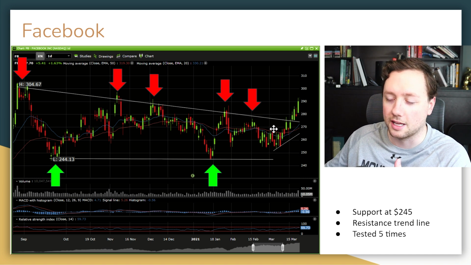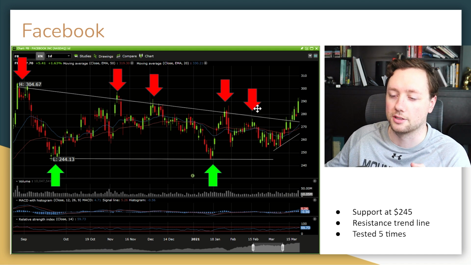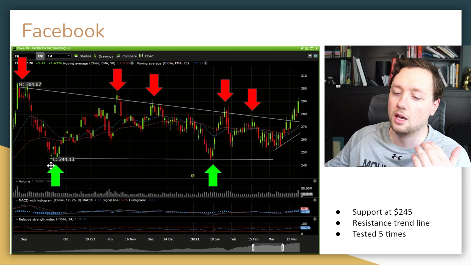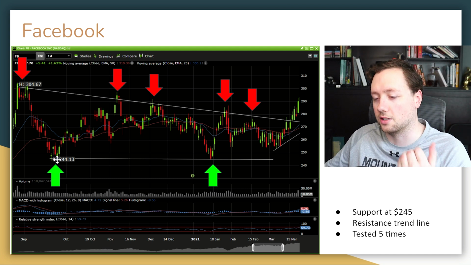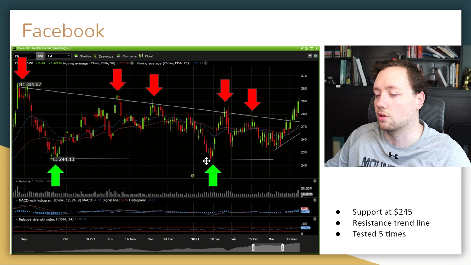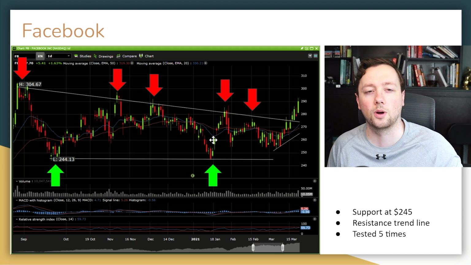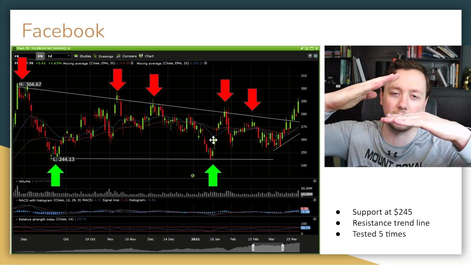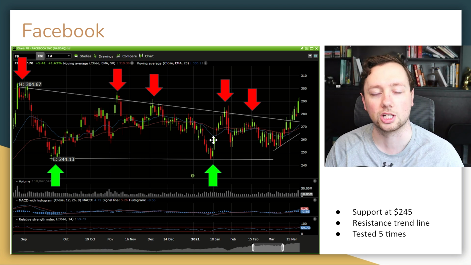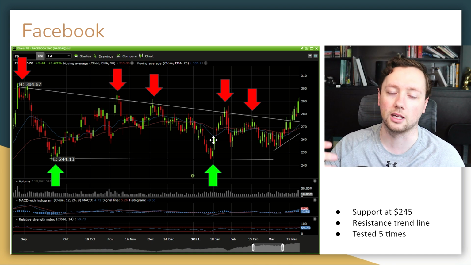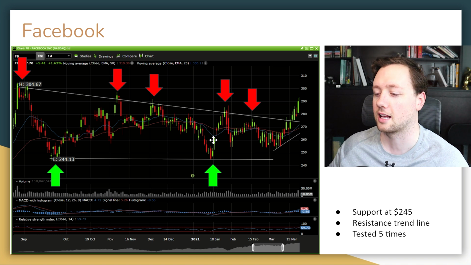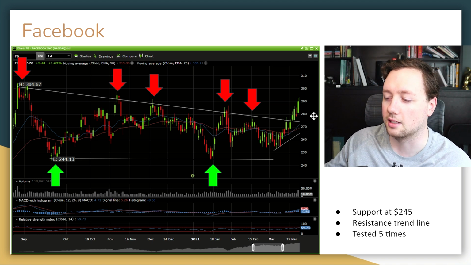And so all I'm doing is connecting the highs here. And as you can see, the price continues to bounce off of these highs. You can also see that we have major support here right around $245, because the price comes down to $245, instantly goes back up. Price comes down to $245, instantly goes back up. And so what we have is a level of support at $245, and we have basically a declining trend line right now. And what we're watching for is the price to break out either down below the support level or up above that trend line. And that is exactly what we can see happening right at the end of this chart here.